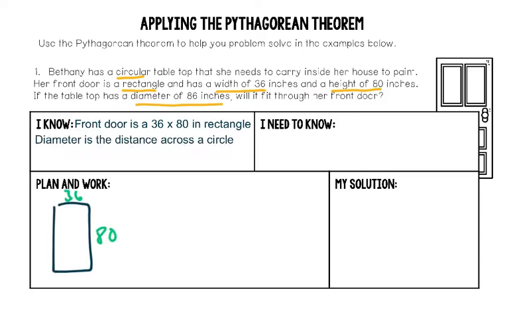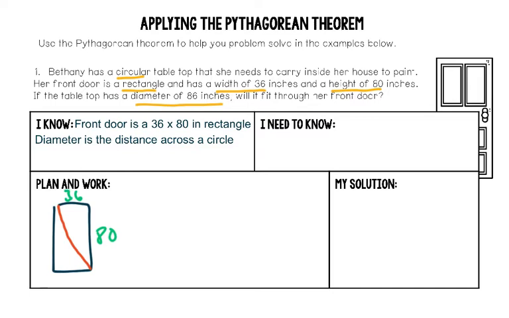I also know that the diameter is the distance all the way across the circle. So when I try to bring this circular tabletop through the door, the length all the way across it is 86 inches. So I know what you're thinking. You're probably thinking, well, of course it's not going to fit through if the height is 80 inches. However, if we turn the tabletop and go at it at a diagonal, can we bring it through that door?